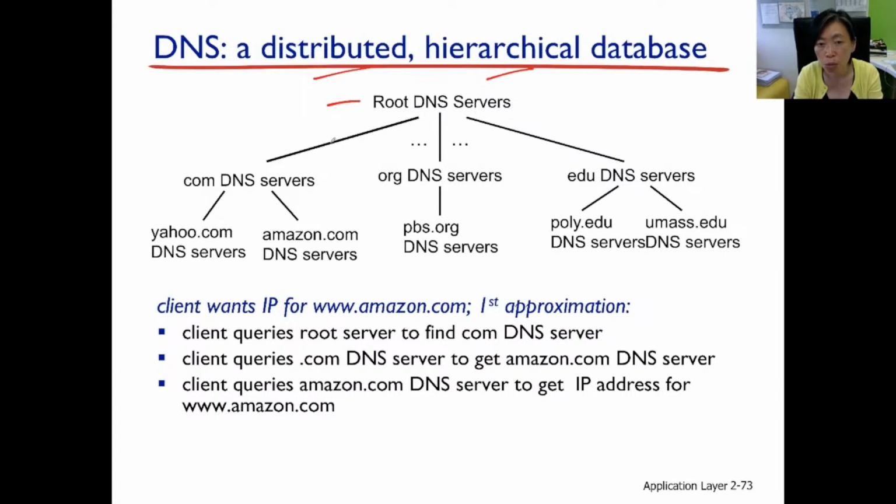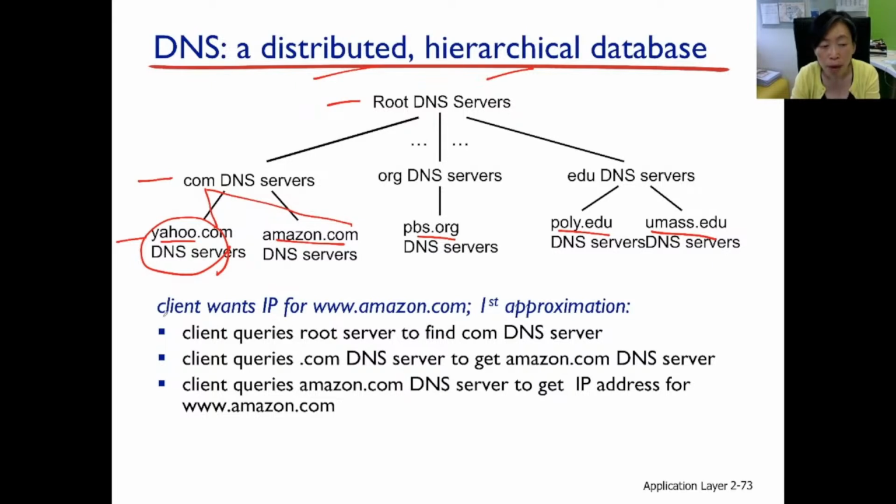At the top, the root DNS servers. Second level, the .com, .org, .edu DNS servers. The lowest level, or the authoritative server level, the yahoo.com, amazon.com, pbs.org, poly.edu, umass.edu. So what you're seeing here is, hey, .com further breaks up the namespace, and each of these servers at the bottom will serve a small range of the names there are on the internet, right? So distributing the load of the name IP lookup.